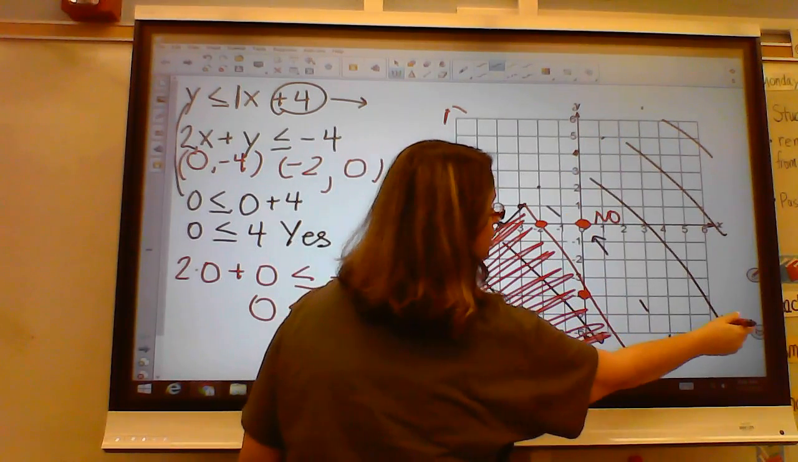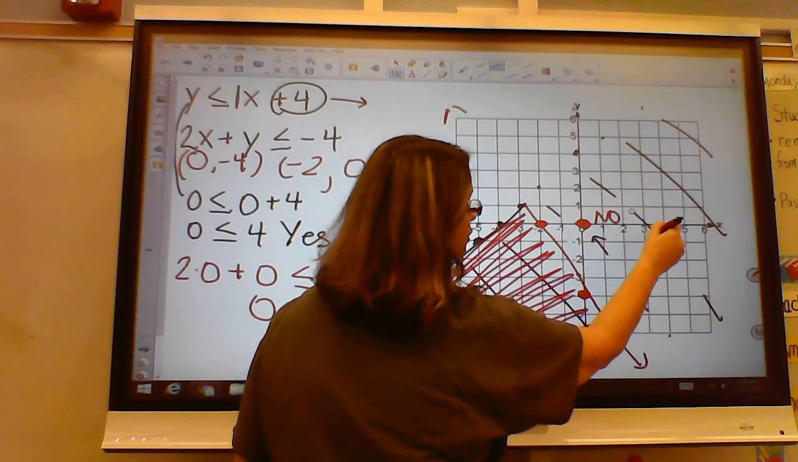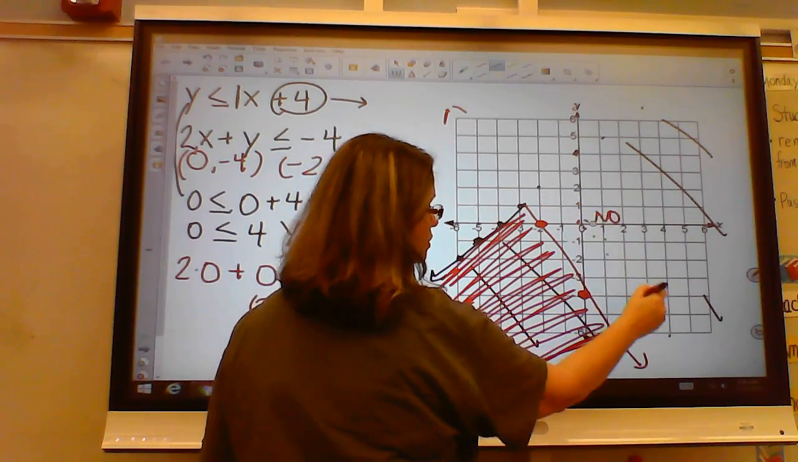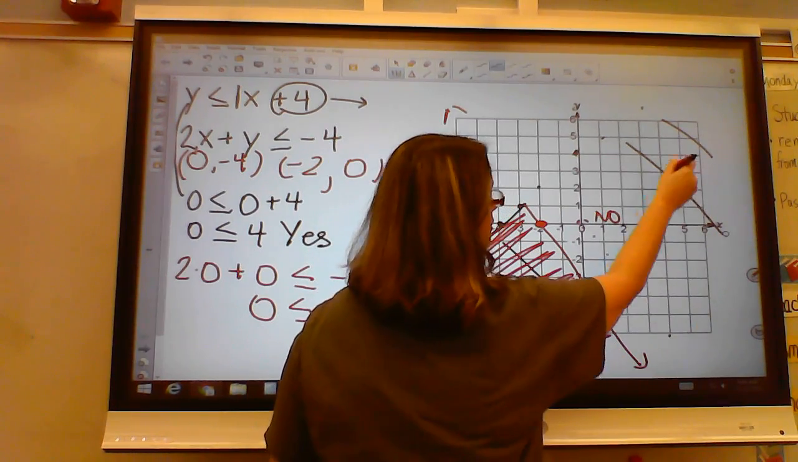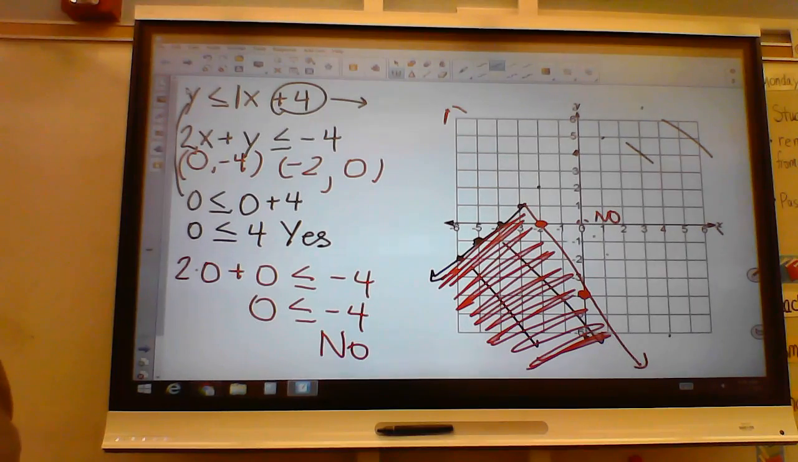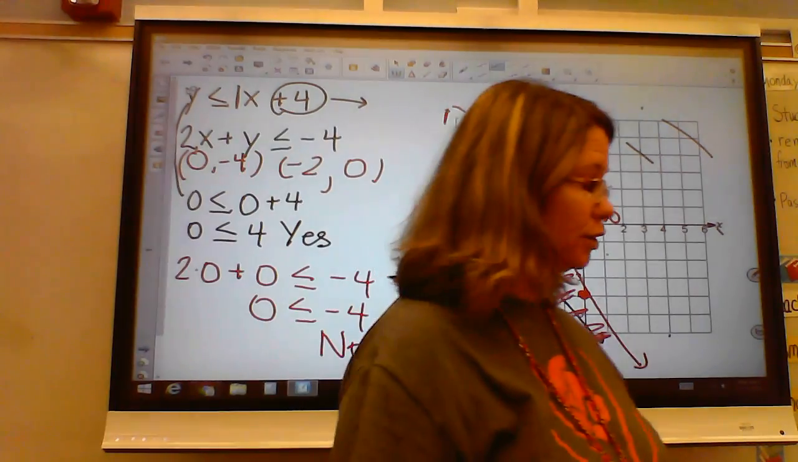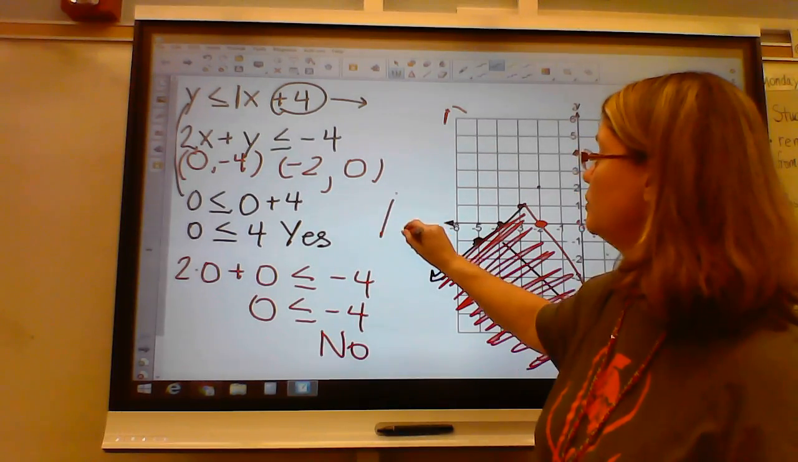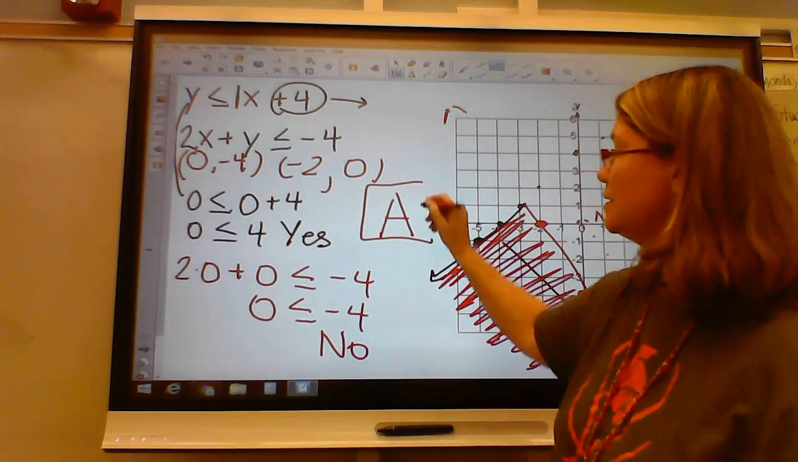And I'm going to ask you to look at your paper and decide for yourself which one of those graphs looks like this. Which one has it shaded in that bottom left quadrant? And if you look at your paper, the answer is letter A. So for problem number 7, the answer is A.